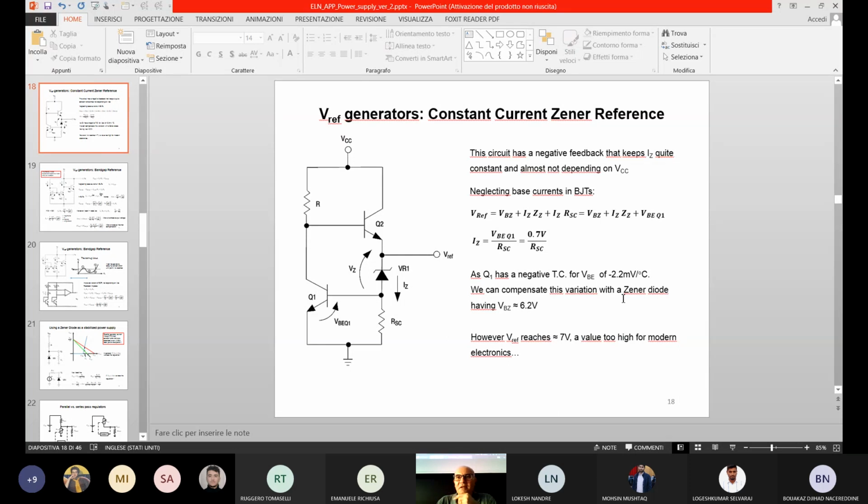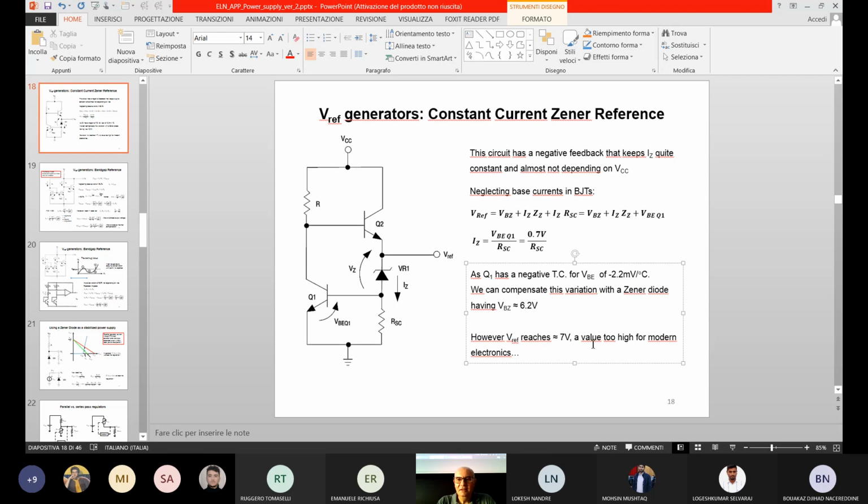Okay, so this was, I told you, the last slide, and the only problem with the circuit was that the output voltage was quite high. So I told you that maybe we need a smaller voltage in some circumstances.